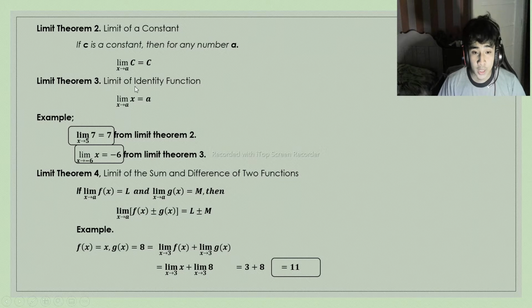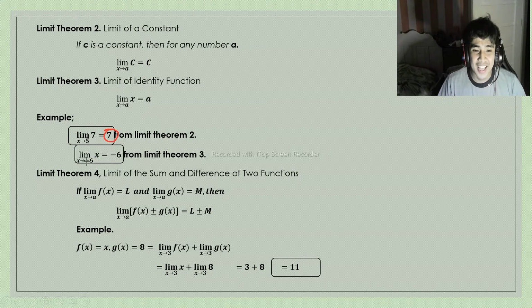Limit theorem 3, limit of identity function: the limit of x as x approaches a is equal to a. So basically magkamukha lang sila. Ang pinagkaiba lang yung theorem 2, meron siyang constant na 7, and yung x natin as approaches 5, wala naman siyang masasubstitute na x, kaya hindi na natin siya isa-substitute kasi wala nga.